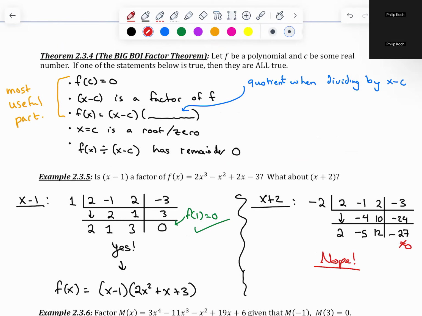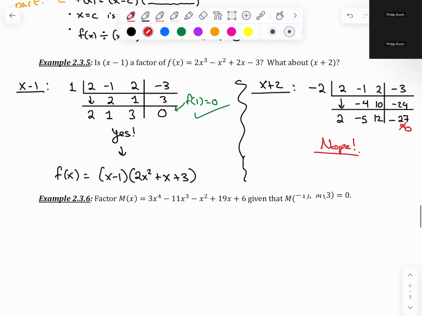Because of the factor theorem, the big boy factor theorem: x minus c is a factor if and only if when you divide by it, you get a remainder of 0. You're always dividing by x minus a c value. So synthetic division is super useful when it comes to polynomials and finding their roots. That's the reason why we study synthetic. Anything else besides that, we'll use long division. But when it comes to this one, synthetic is great.